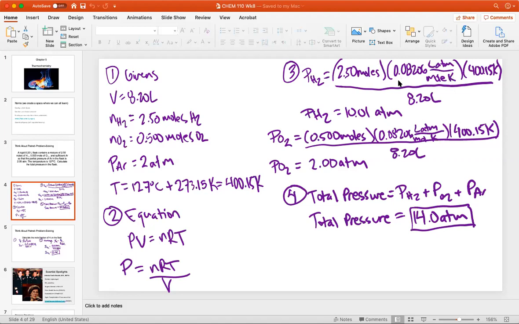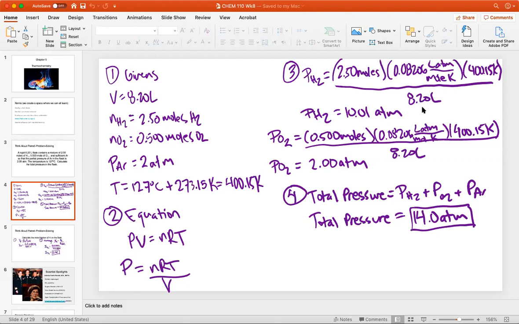Now it's really critical that we note that this gas law constant, 0.08206 liters atmosphere per mole Kelvin, is really important for us to include because that's how we're going to cancel our units to make sure that we get the desired units for pressure of atmospheres. When we do this calculation and substitute and solve, we get a pressure of 10 atmospheres for our hydrogen and a pressure of 2 atmospheres for our oxygen. So our total pressure then is the sum of the hydrogen plus the oxygen and the argon. That total pressure is 14 atmospheres.